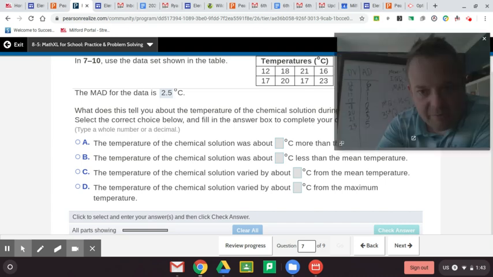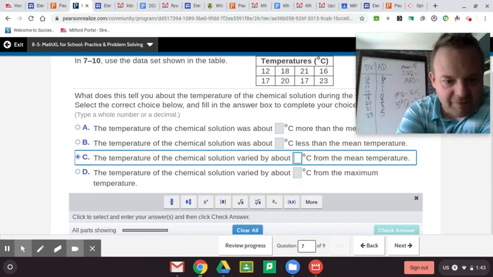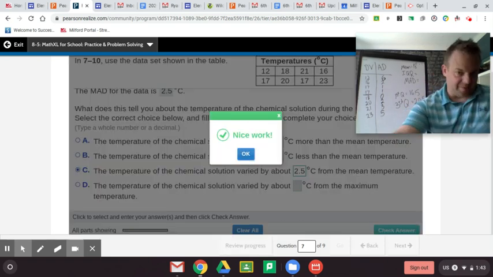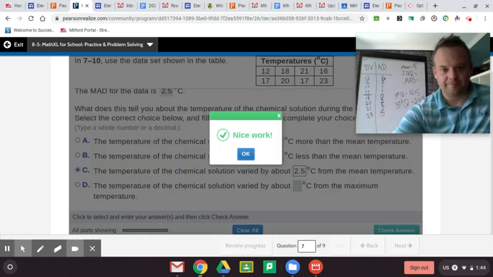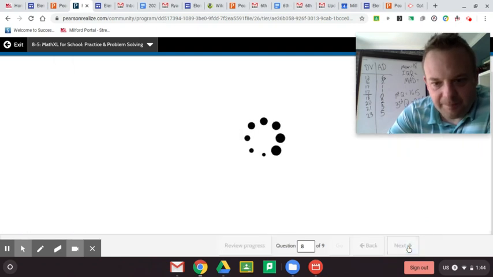And then we know that it's not more than the mean, not less than the mean, but it varied about plus or minus 2.5 from the mean. And not from the maximum, that's for sure. All right, let's go on to the next one.